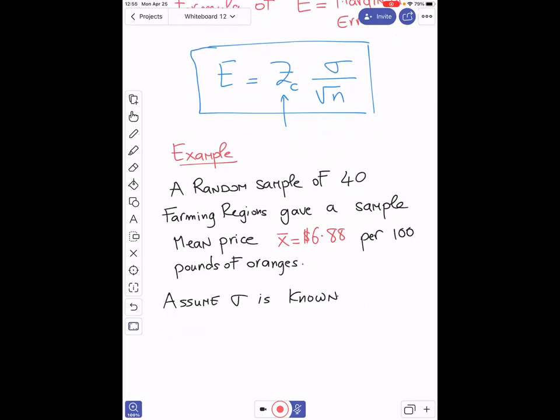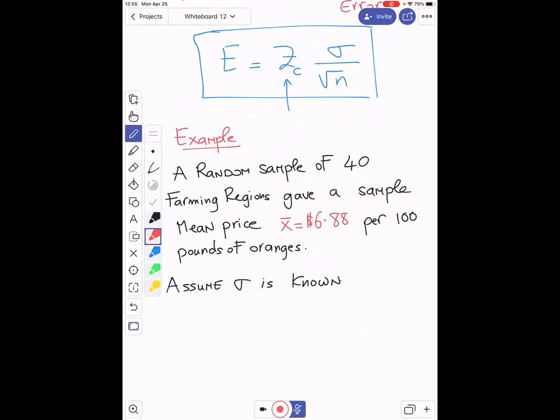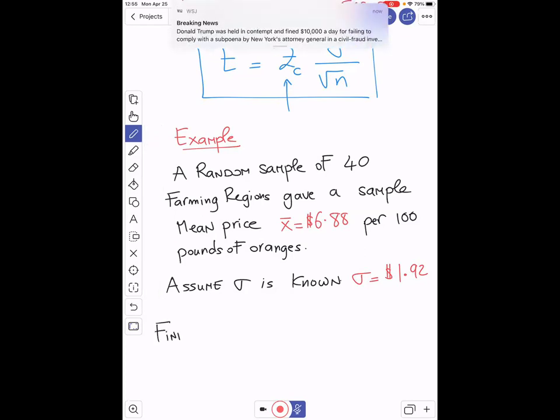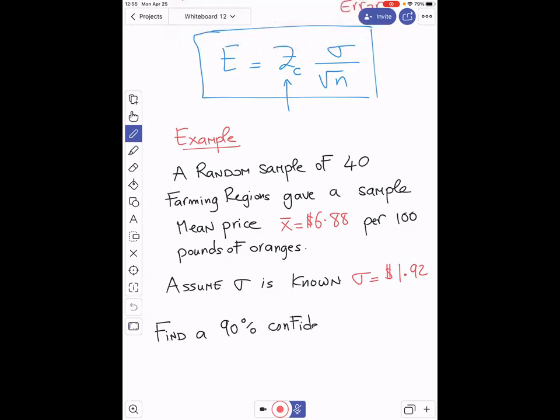Okay. So let's say sigma, the population standard deviation, is $1.92 per 100 pounds. We want to find a 90% confidence interval for the population mean price, mu.